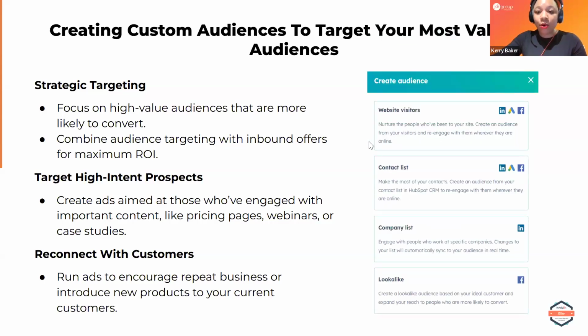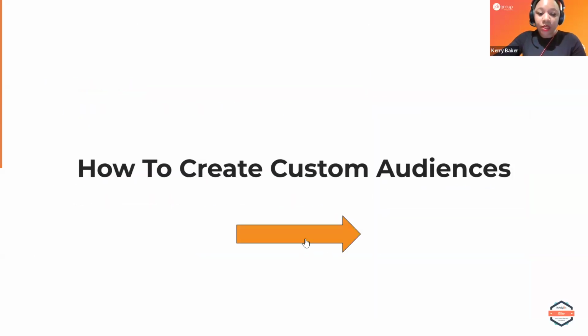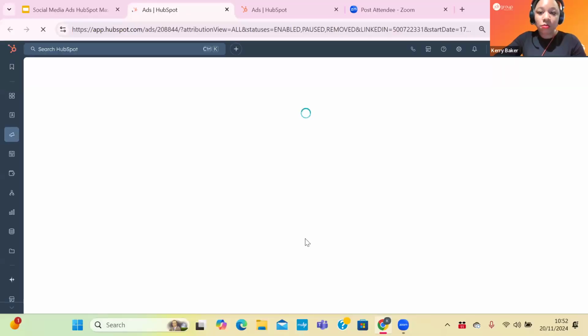So we've got just an example here of what we're going to go through. I'm actually going to show you how you can create a custom audience based off things like your website visitors, contact lists, company lists, and obviously your lookalikes as well. So let's just jump into that.